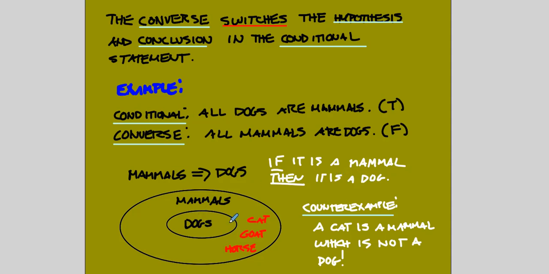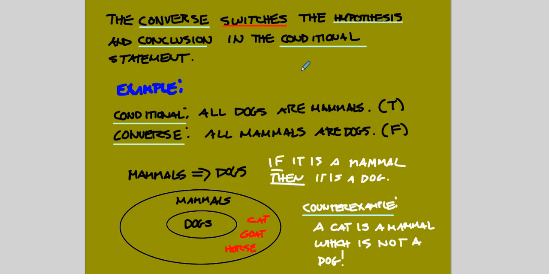Okay, you can see from a Venn diagram this is false. You don't need a Venn diagram to figure this out, but there's mammals that are not dogs, like a cat, goat, and horse. So this is not a true statement. So in general, if the conditional is true, the converse is not necessarily true.